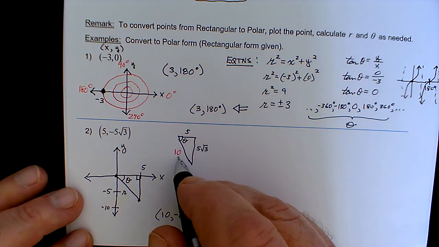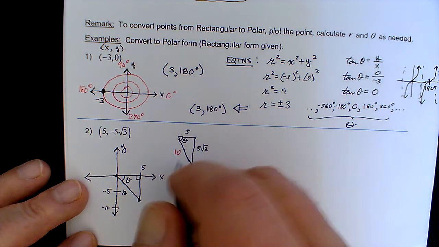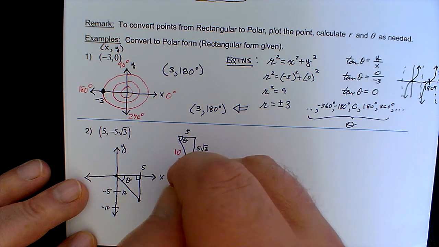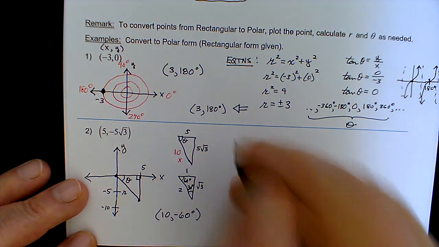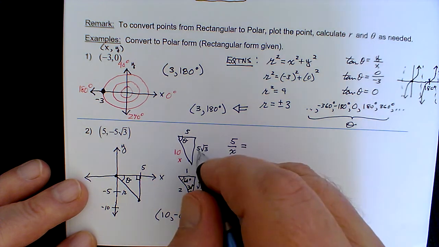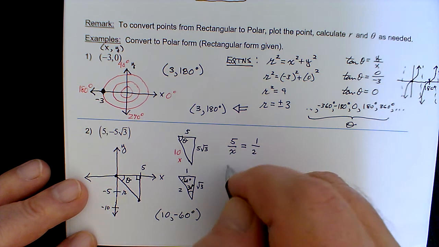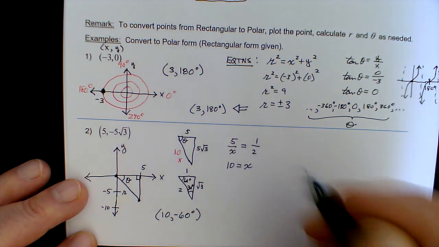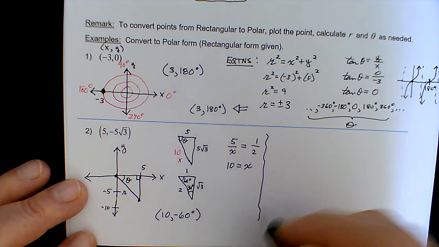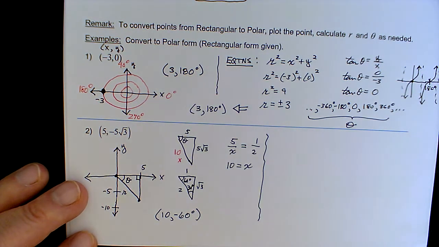Or if you couldn't make that observation to get the 10, you can call this side x, and you could use proportions, similar triangles. You could say 5 is to x as 1 is to 2. And then immediately you get x is 10. Okay, so that's it for that situation. Just like here, the analytic observation.